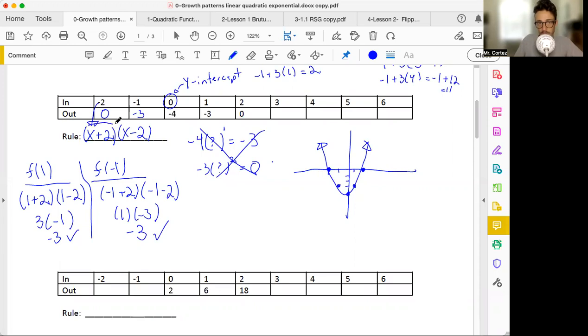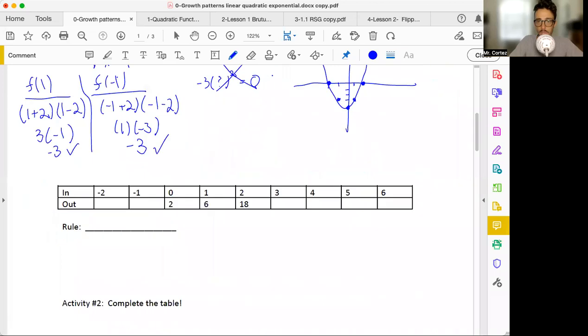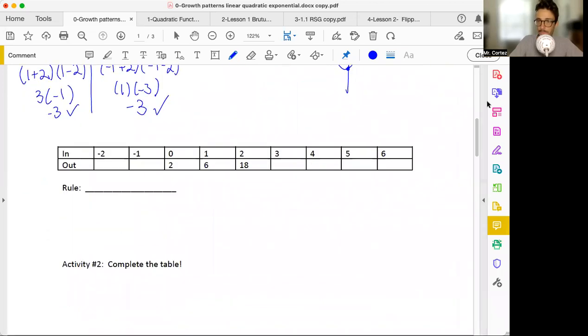If you're feeling antsy, you could FOIL it out and get x squared -4. So you have two ways you could write that rule. Let's skip this one and see what else is happening on here.